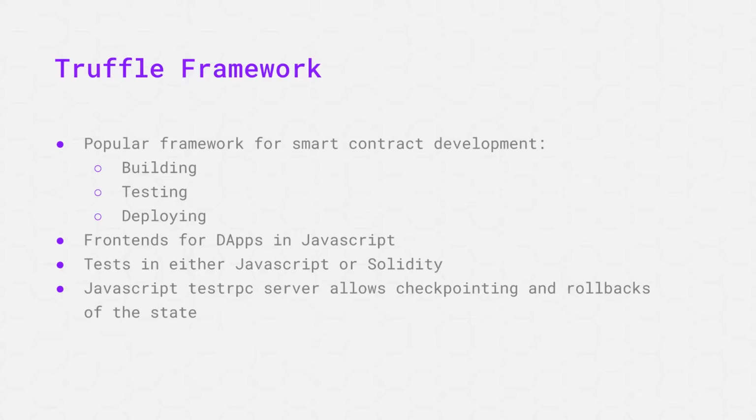In terms of developing smart contracts themselves, a very popular framework for smart contract development, testing, and deployment is the Truffle framework. This provides infrastructure for developing smart contracts and front-end interfaces in JavaScript, for creating automated tests in either JavaScript or Solidity, and for quick testing cycles using special features of the JavaScript test RPC implementation.